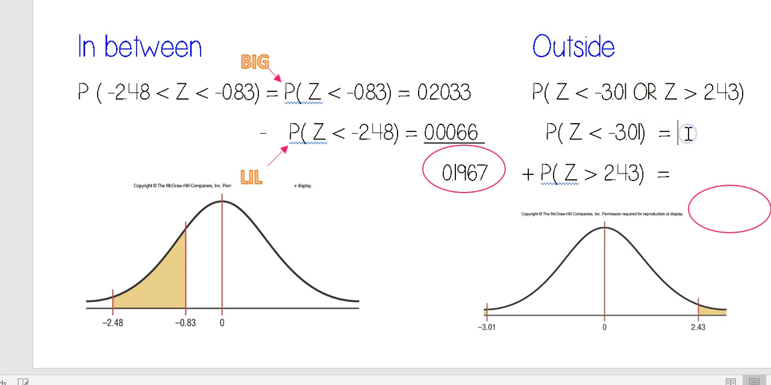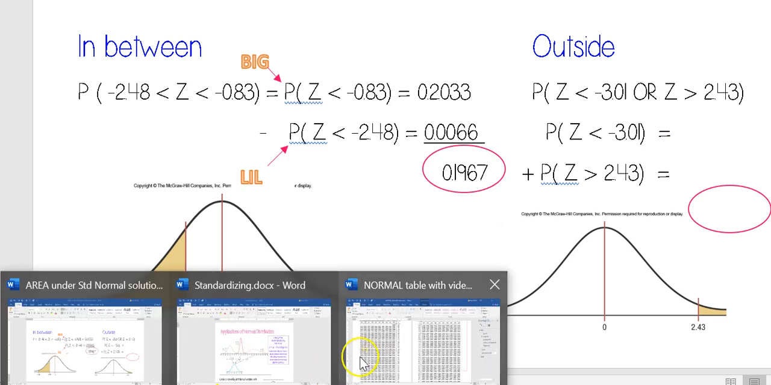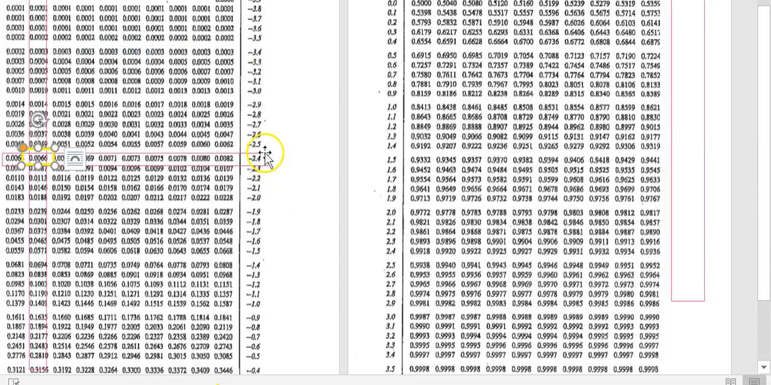So the first piece of information that we need is the area under the curve to the left of negative 3.01. So I'm going to go to row negative 3.0 and the column of 0.01, and the intersection of those two looks like 0.0013.